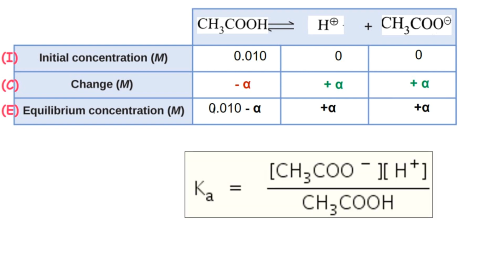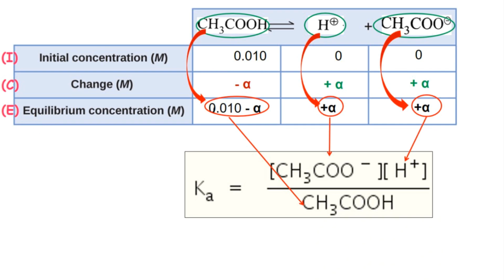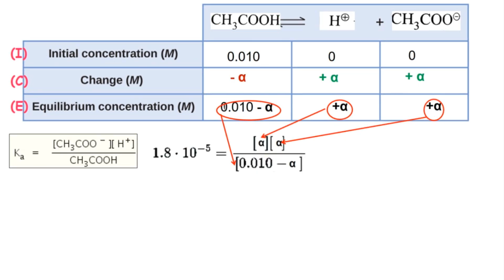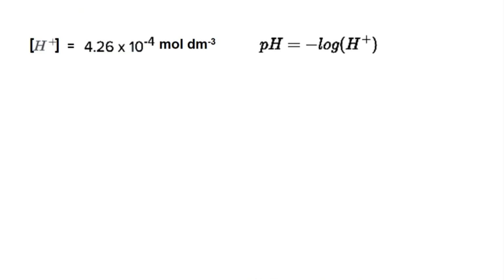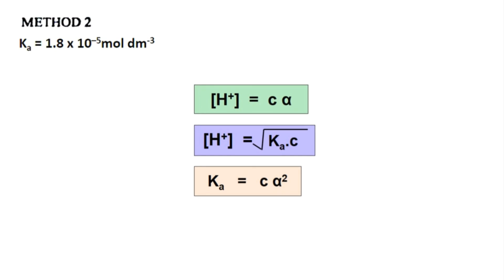Then we can write down the equation for Ka. Then, using this equation for Ka, substitute all the equilibrium concentrations and determine the concentration of hydrogen ions. By using the pH formula, we can calculate the pH of the acidic solution. An alternative method is using this formula.